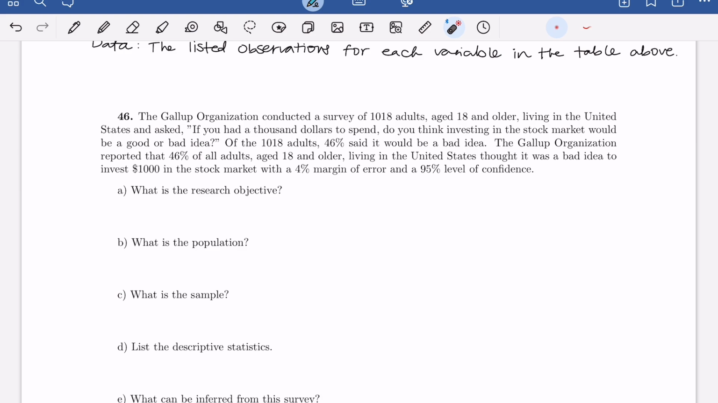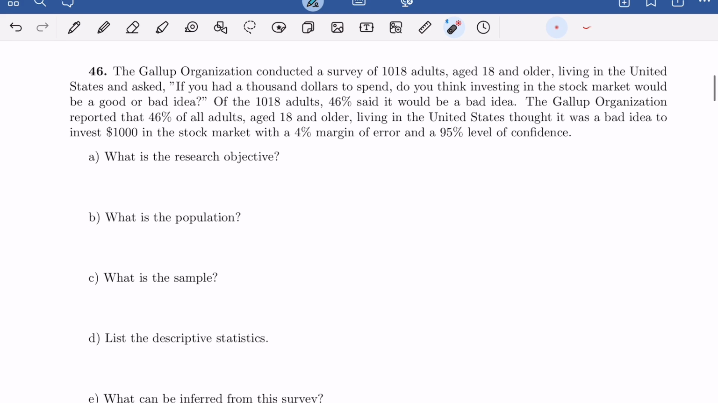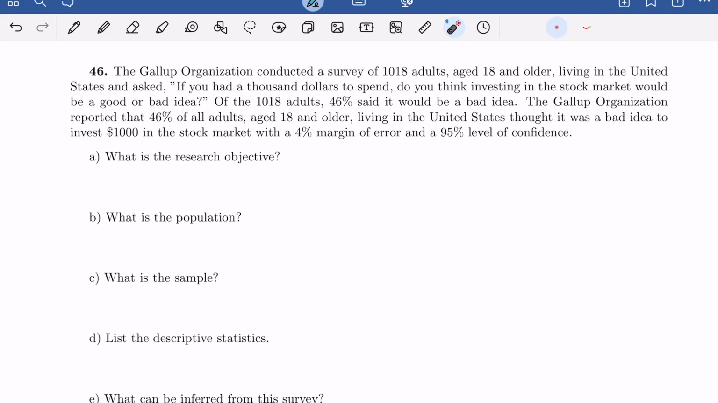All right, so with this information, we want to answer the following questions. First, we want to figure out what the research objective is. Well, we go back to this question here. What they asked was, if you had $1,000 to spend, do you think investing in the stock market would be a good or bad idea? So they want to determine what proportion of adults think investing this $1,000 in the stock market is a bad idea.